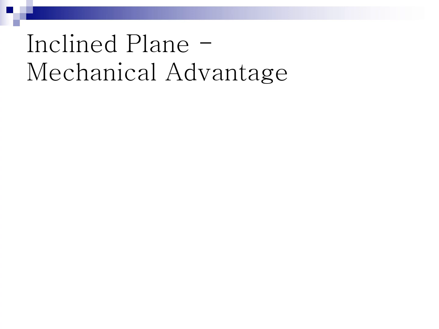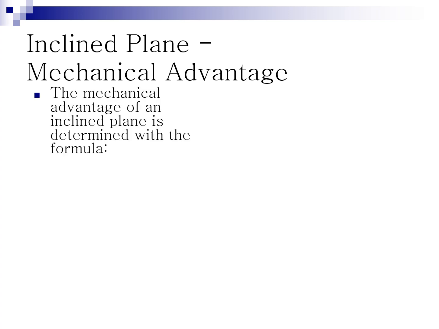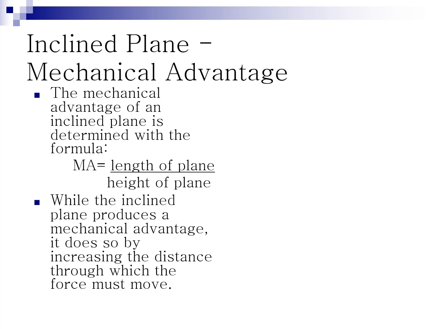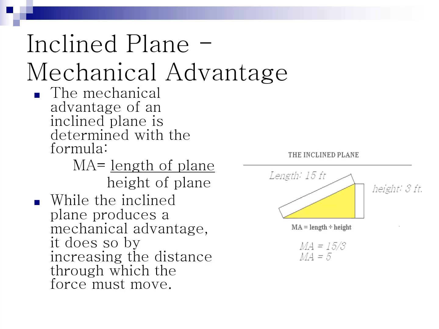Now, calculating the mechanical advantage of an inclined plane. These are relatively basic formulas here. You take the length of the plane and divide that by the height of the plane. So you can see here in the example, this inclined plane has a length of 15 feet and a height of 3 feet. If we divide the length by the height, 15 divided by 3, that gives us a mechanical advantage of 5 for this particular inclined plane.